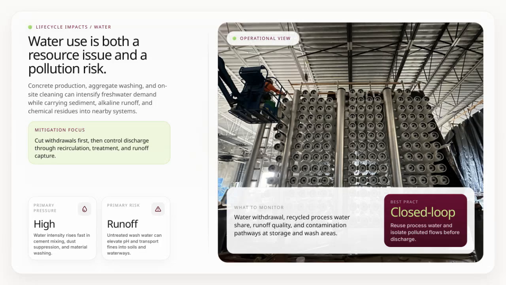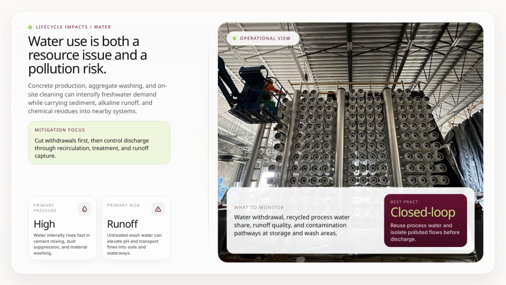On this slide, we're looking at the operational view of water management in concrete production and related activities. It's crucial to monitor key factors like water withdrawal, the proportion of recycled processed water, runoff quality, and contamination pathways, especially in storage and wash areas. These are essential touch points where water use and contamination risks are most significant. A best practice to follow here is maintaining a closed-loop system. This means reusing processed water as much as possible and isolating polluted flows before they're discharged, minimizing environmental impact.